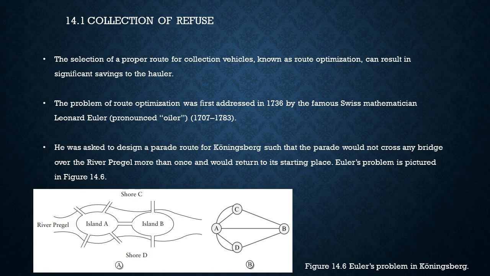The selection of a proper route for collection vehicles, known as route optimization, can result in significant savings to the hauler. The problem of route optimization was first addressed in 1736 by the famous Swiss mathematician Leonhard Euler, pronounced Oiler. He was asked to design a parade route for Königsberg such that the parade would not cross any bridge over the river Pregel more than once and would return to its starting place. Euler's problem is pictured in Figure 14.6.